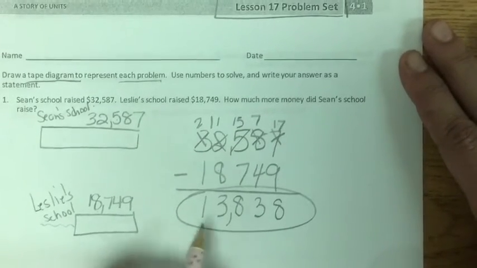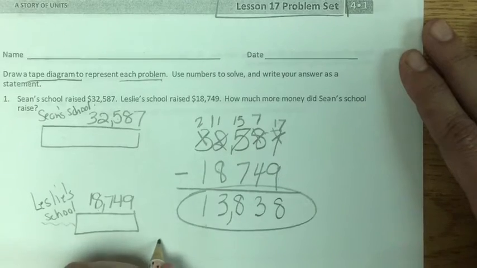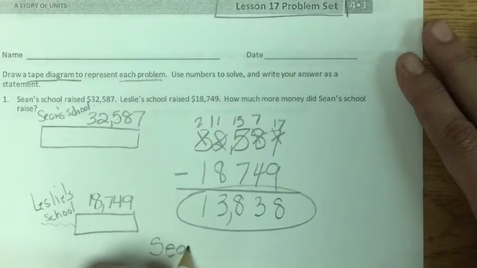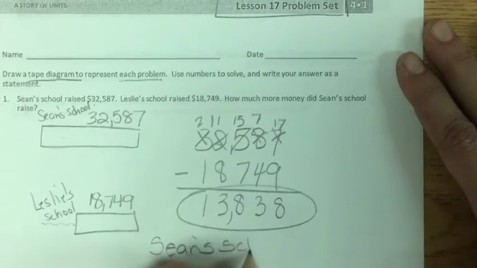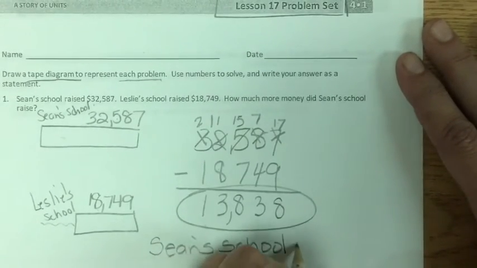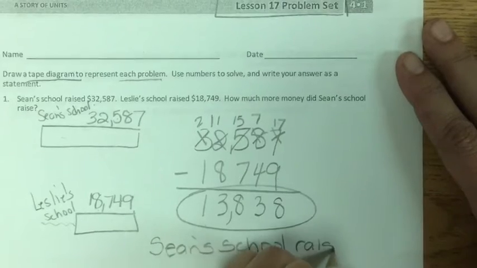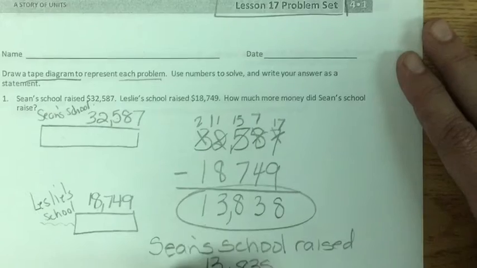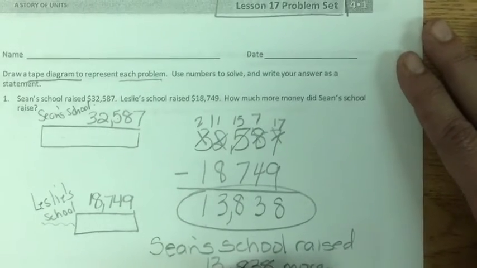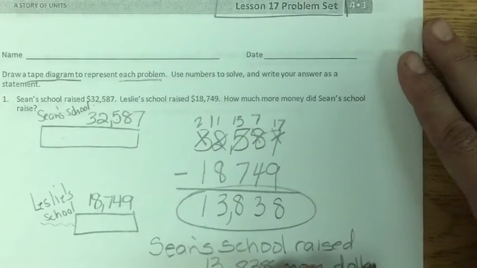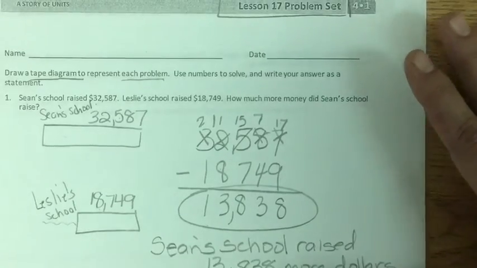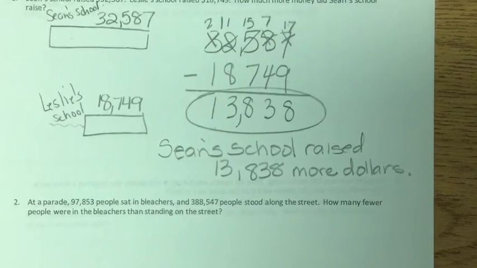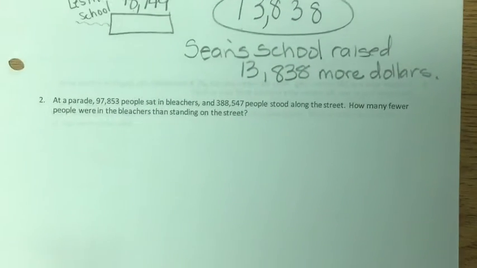Now I know that Sean's school raised $13,838 more dollars. So today's problem set, your tape diagrams are going to look slightly different. Let's move on to the next one.